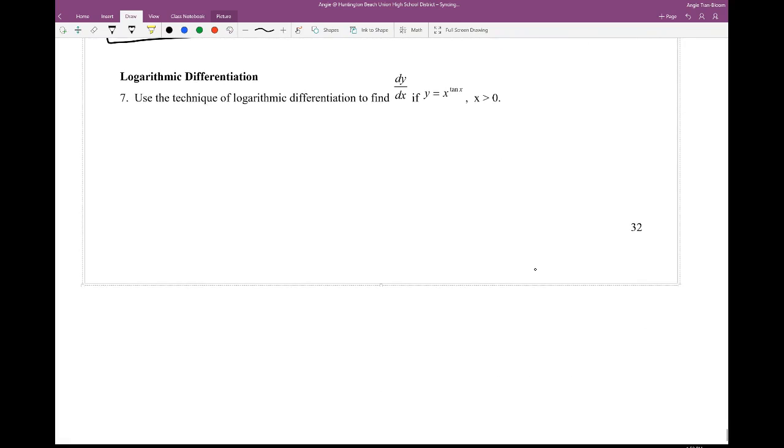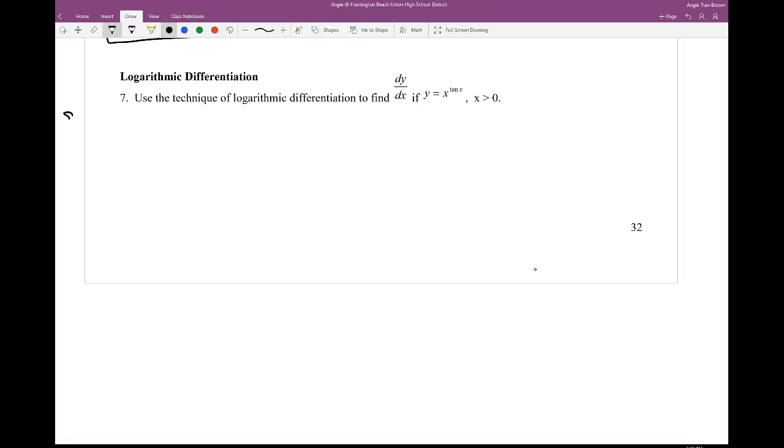All right, example 7. Last thing in chapter 3. Oh my goodness, here we go. Logarithmic differentiation. Use the technique of logarithmic differentiation to find the derivative with respect to x, if y equals x to the power of tangent of x, where x is greater than 0. Yes, you will totally need to know how to do this, so make sure we follow the steps.